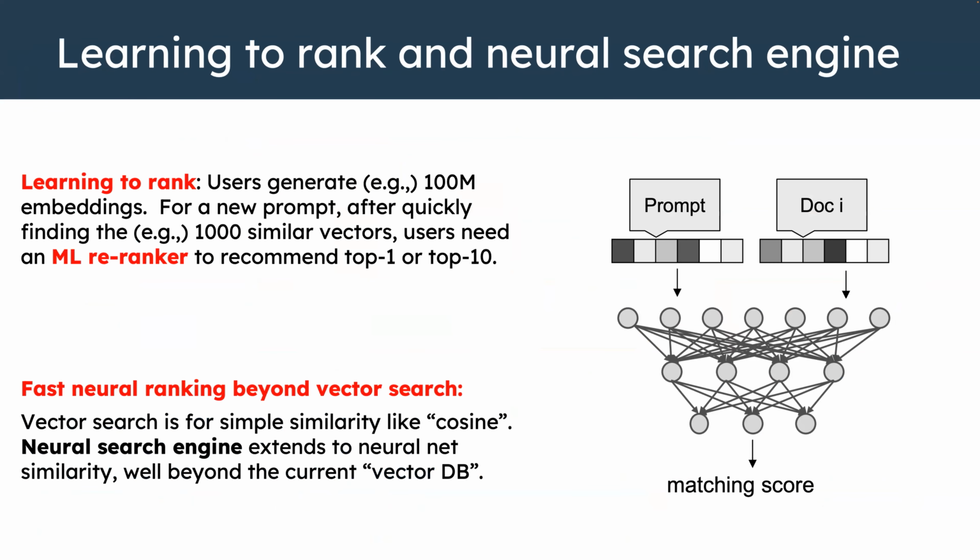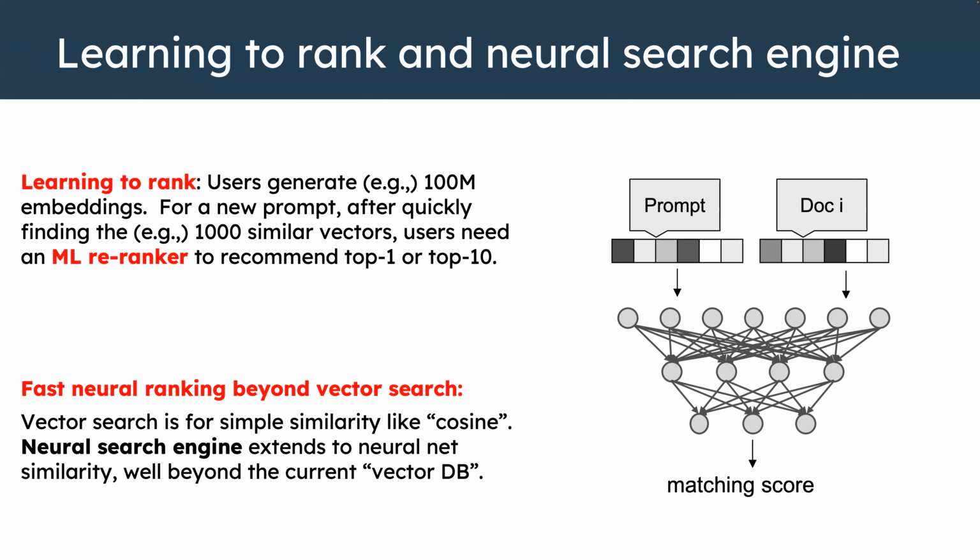Now we're going to talk about a functionality which we'll call a neuro search engine. This is an extension of concepts like learning to rank, which is a traditional way of thinking about web search. The basic idea is that you have a query or a prompt, and you embed that as a vector, and then you have a bunch of documents or products in your vector database, which we'll represent as doc_i.